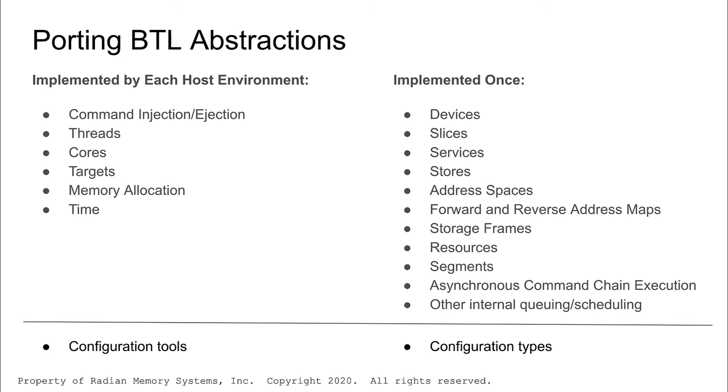To understand everything in BTL that might have needed some attention in the process of porting to SPDK, it's useful to start by just listing and categorizing the key abstractions that are involved. Ultimately, the BTL core needs some way to map requests from the host environment to and from BTL. These requests are processed on some threads of execution and on some processor cores, and some are I/O requests directed to specific target devices. Then, of course, there's memory allocation and time for tracking elapsed time and for delayed execution.